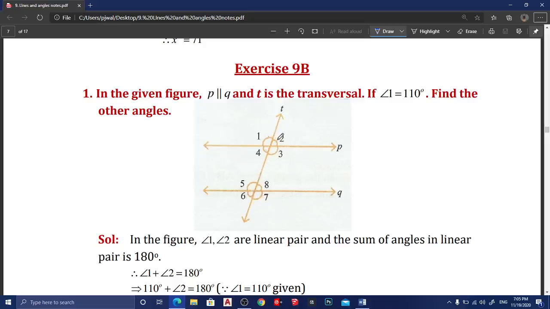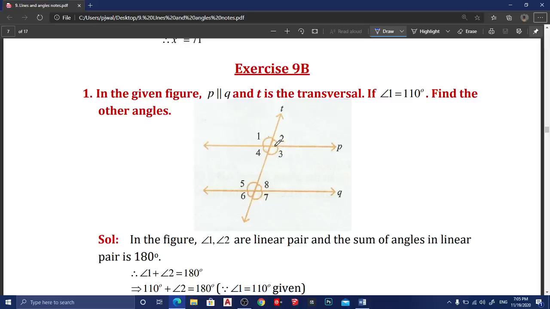So when a transversal line intersects two parallel lines, it forms some special angles which we learned in the previous class, and they have some special properties. So using those properties, we are going to solve this problem. Okay. If angle 1 equals 110 degrees, so only one angle out of 8 angles is given. You have to find out the remaining angles. How to find out? You have to use the properties.